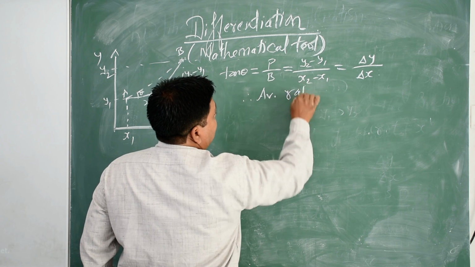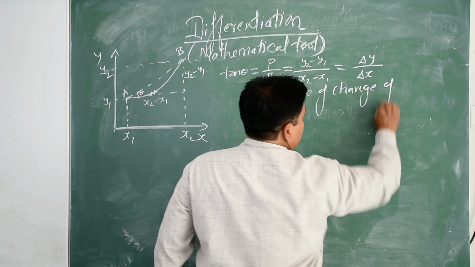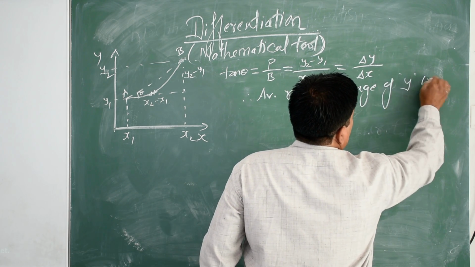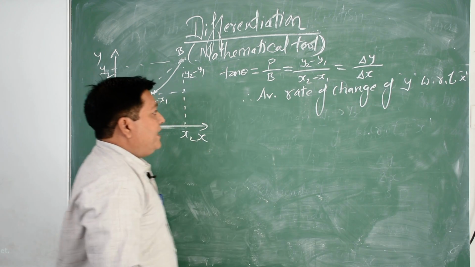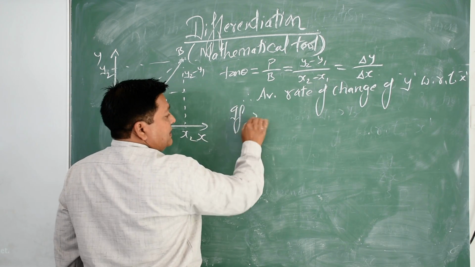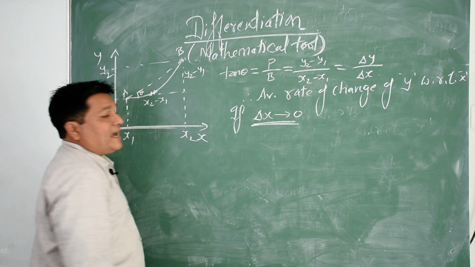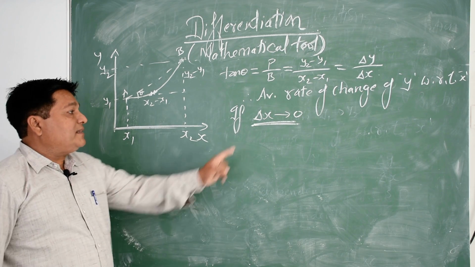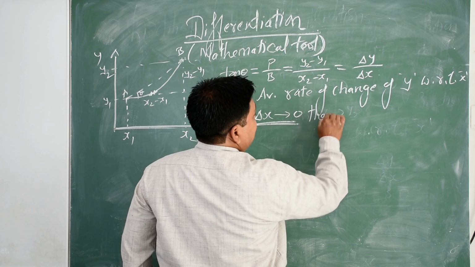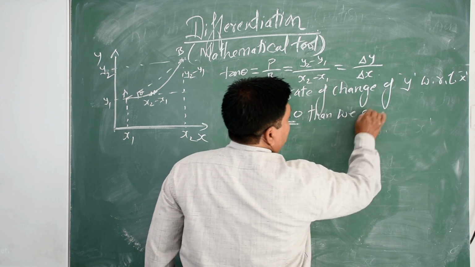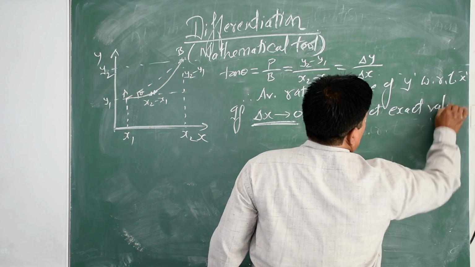Average rate of change of y with respect to x. If del x tends to 0, that is, it is very small and the two points come very close so that del x tends to 0, then only can we get the exact slope, the exact value of the slope.